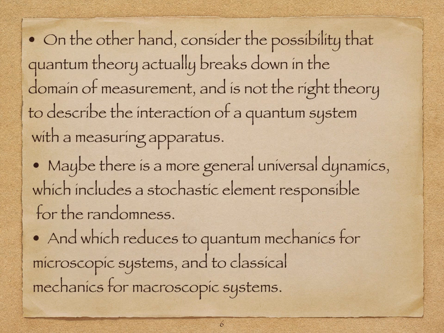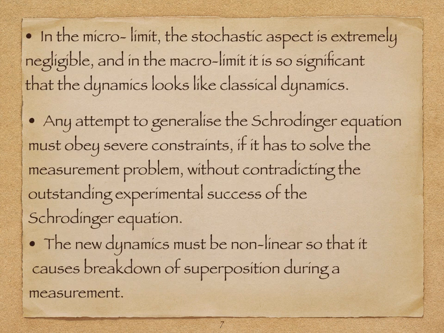Okay, and then the new dynamics, which has this stochastic element in it, reduces to quantum mechanics for microscopic systems and to classical mechanics for macroscopic systems. That's what we mean by the universal dynamics. So those are collapse models.